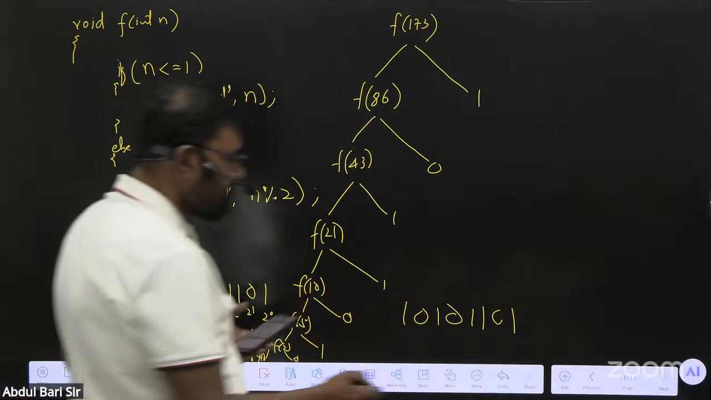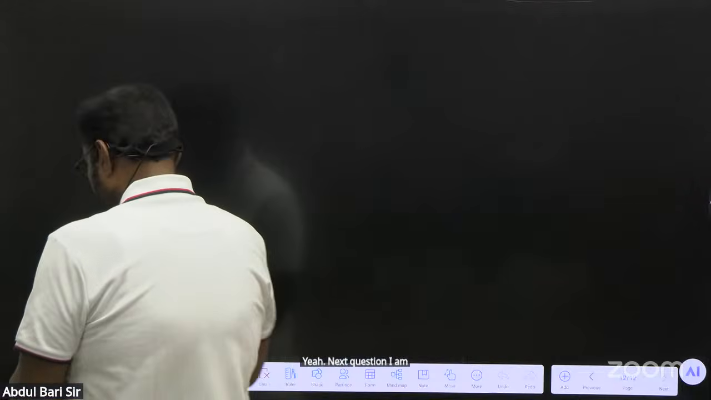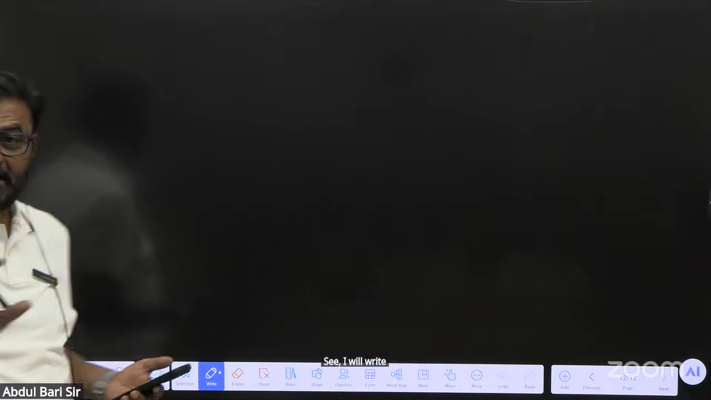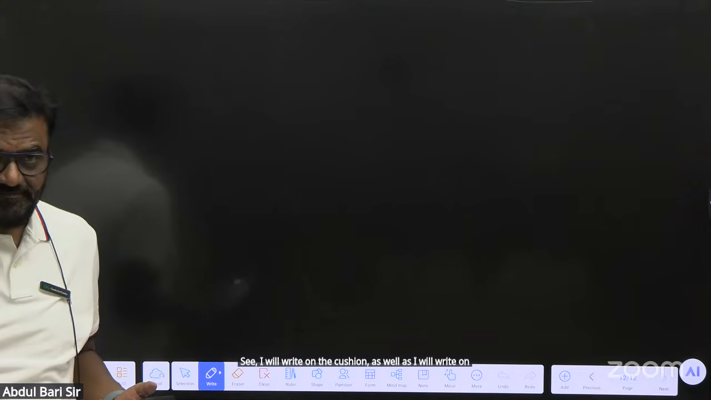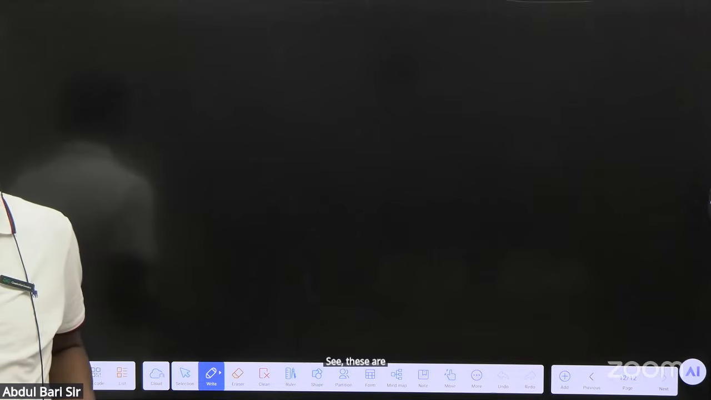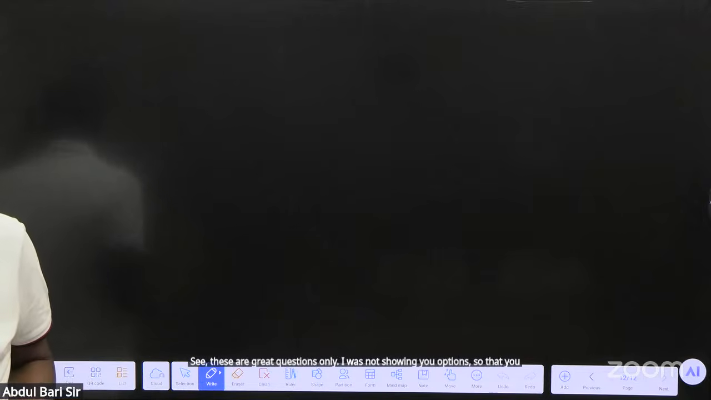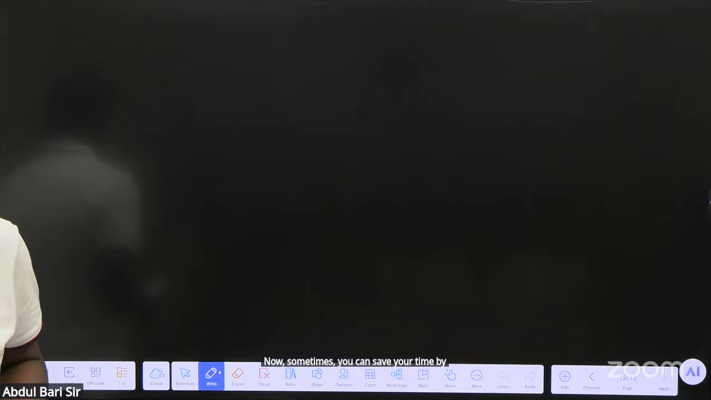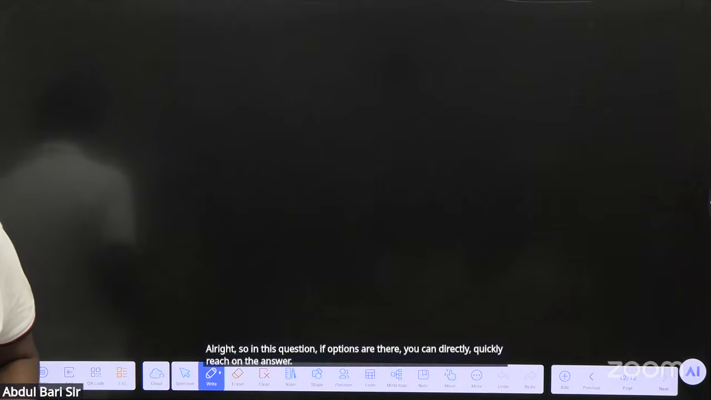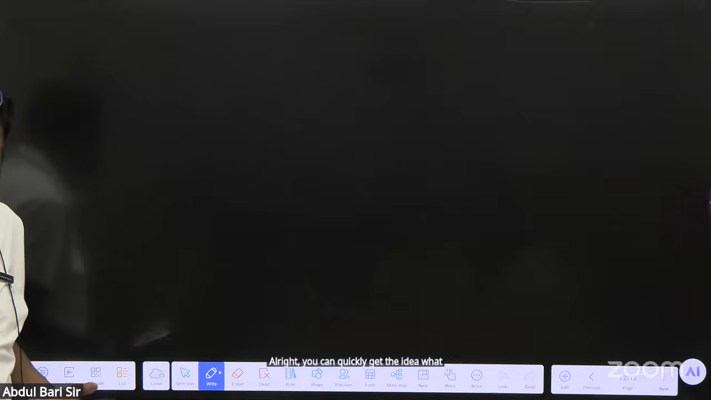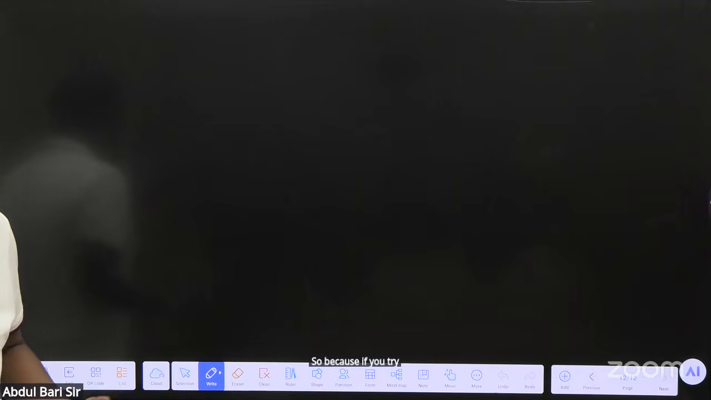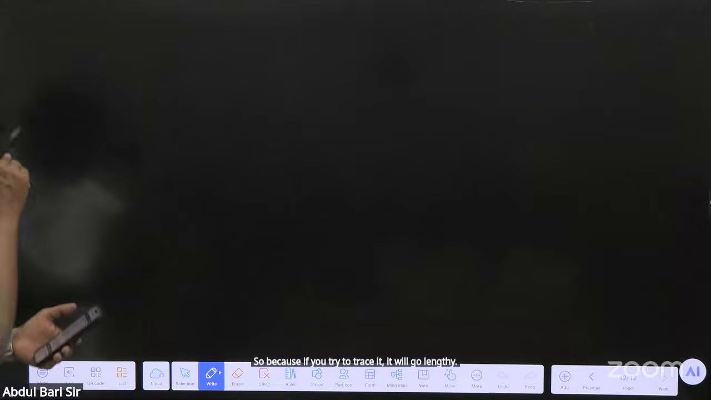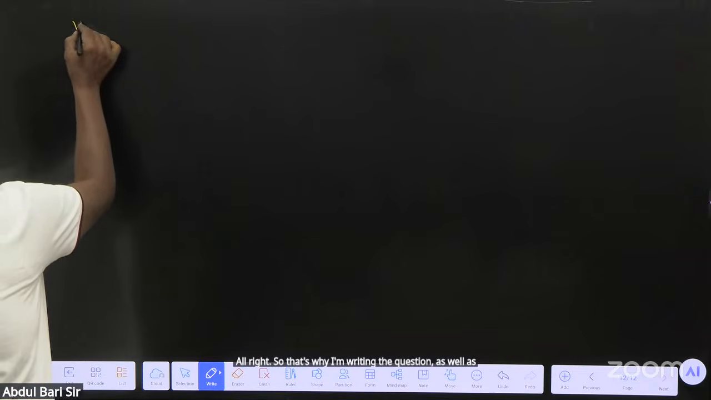Yeah. Next question I am writing. I will write the question as well as the options. These are GATE questions only. I was not showing you options so that you directly get the answer by yourself. Now, sometimes you can save your time by looking at the options. If options are there, you can quickly get the idea what the answer could be. Because if you try to trace it, it will go lengthy. So that's why I'm writing the question as well as the options here.